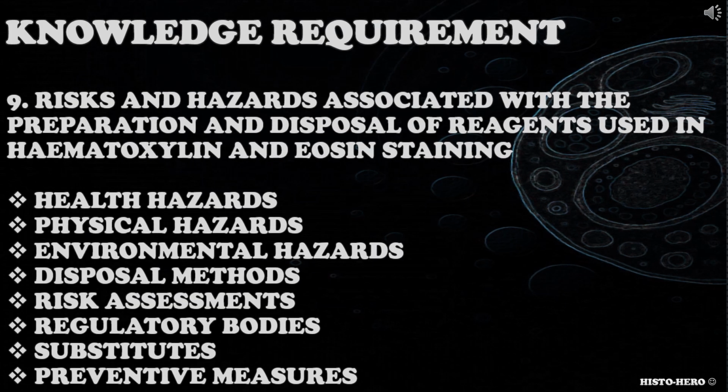The ninth knowledge requirement is for you to know risks and hazards associated with the preparation and disposal of reagents used in haematoxylin and eosin staining. What are the risks and hazards associated with use, preparation, and disposal of reagents used during H&E staining? How would you minimize them? Consider health hazards, physical hazards, environmental hazards, disposal methods used, risk assessments, regulatory bodies like COSHH, HSE, or RIDDOR, substitutes available to reduce risks and hazards, preventive measures like PPE, ventilation, waste segregation, and safe handling.